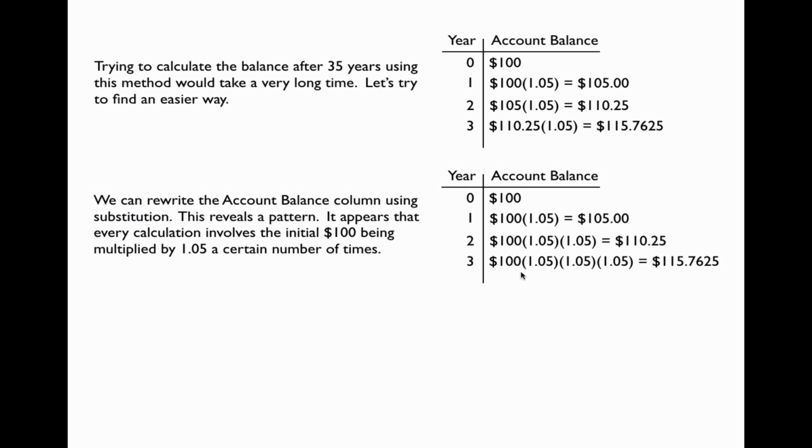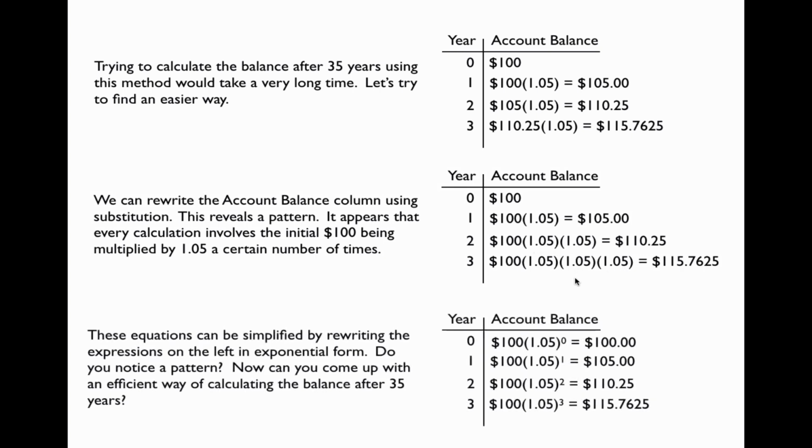$110.25. Now all I did was put all the calculation for the second year, and I added on another multiplier of 1.05, and I hope you can see what's happening here. If we were to write these expressions in exponential form, they'd look like this: 100 times 1.05 to the first power, 100 times 1.05 to the second power, which just means we're multiplying 1.05 twice, and 100 times 1.05 to the third power.